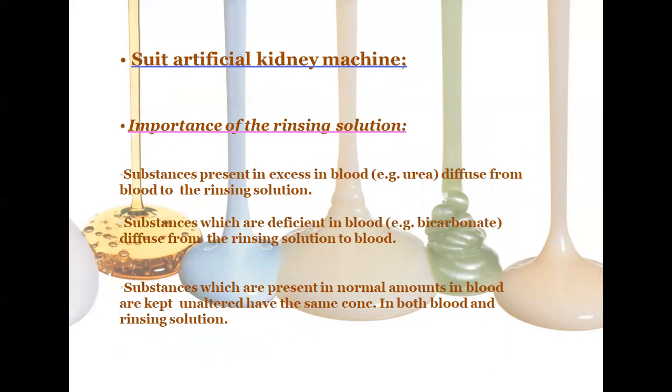So, in a suitable artificial kidney machine, note the importance of the rinsing solution. Substances present in excess in blood, like urea, diffuse from blood to the rinsing solution. Substances which are deficient in blood, like bicarbonate, diffuse from the rinsing solution to blood. Substances which are present in normal amounts in blood are kept unaltered, having the same concentration in both blood and rinsing solution.